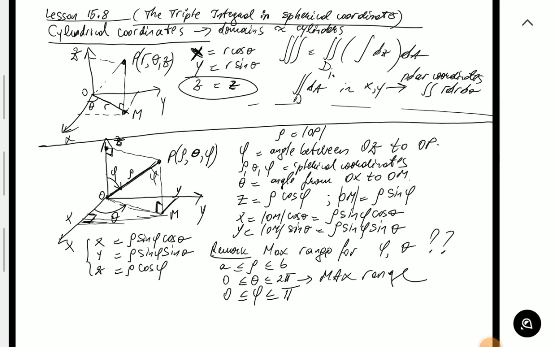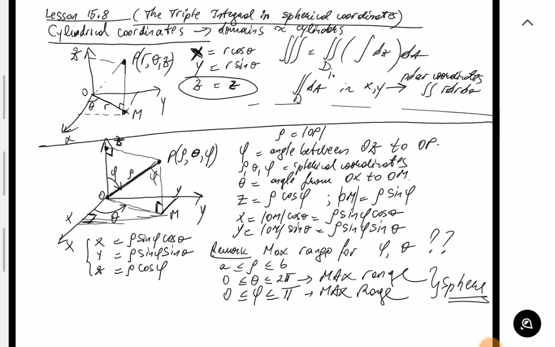So basically, that's the maximum range for phi and theta. If these angles go through their maximum range, you're going to have a full sphere of radius rho. So in other words, if your domain is a sphere, it's very likely that it's going to be easier to integrate with respect to spherical coordinates.